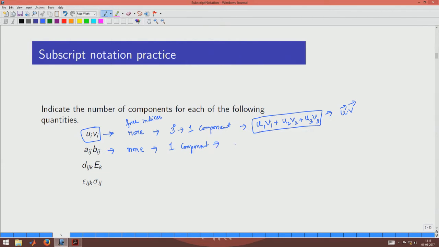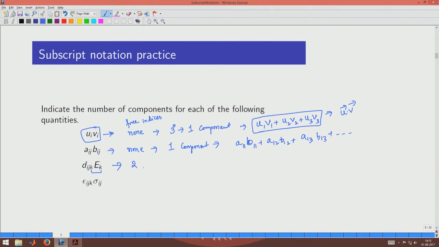You can see that there are going to be 9 elements. So you would have a11 b11 plus a12 b12 plus a13 b13 plus so on. So you could see that all the indices are repeated, and you would just get one number when we multiply all these quantities. And here, for example, you can see that k is repeating and i and j are not repeating.